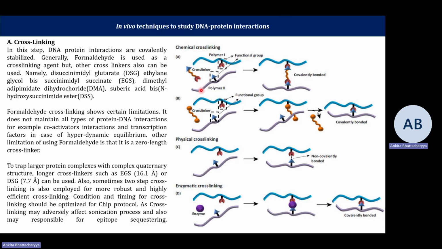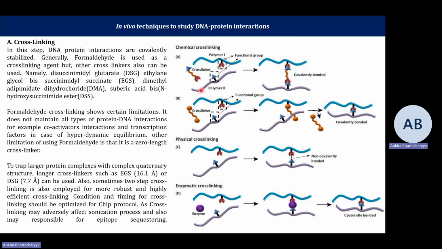So formaldehyde-based cross-linking, while very useful, does have certain limitations. It does not, unfortunately, maintain all types of protein DNA interactions, for example, co-activator interactions, or transcription factors in case of hyperdynamic equilibrium. So it does not maintain everything. Another limitation of formaldehyde is that it is a zero-length cross-linker, so it does not allow for much flexibility.